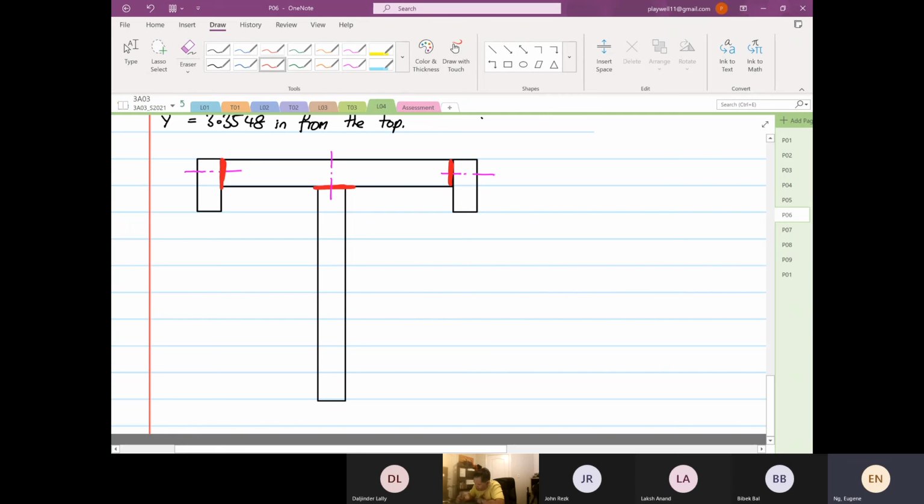Then we will draw the shear flow, the Q, small q. So these are the small q. It's controlled by the web, and this is our shear force, Vy. And then we know that it has to come in this way. And then from here.